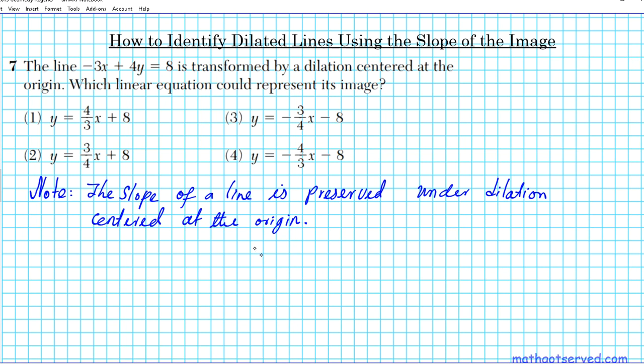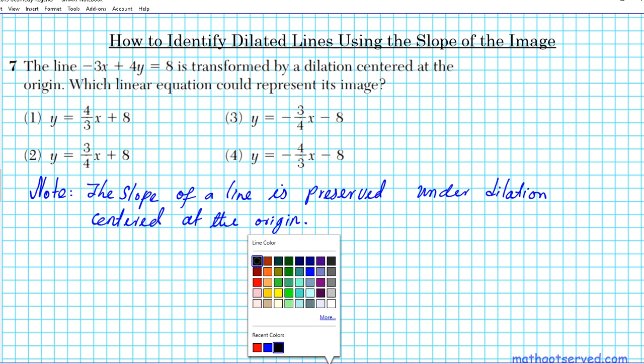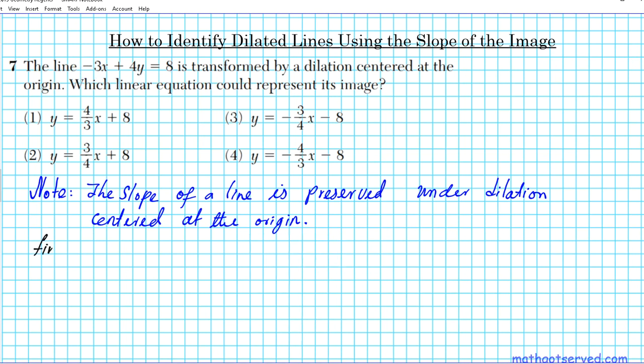So what we want to do in this problem is find the slope of this original line and then see which of these lines has a slope that matches that, and that would be the correct answer for us. All right, so let's find the slope of negative 3x plus 4y equals 8.